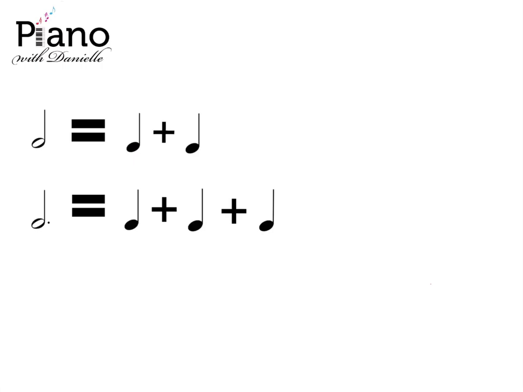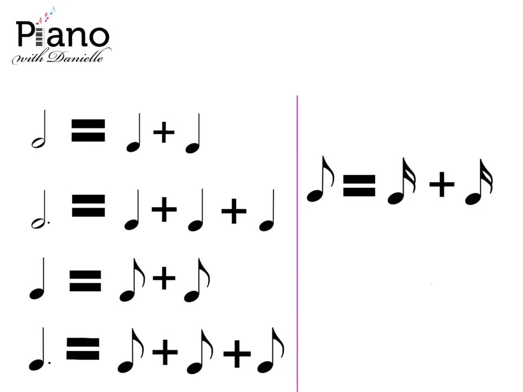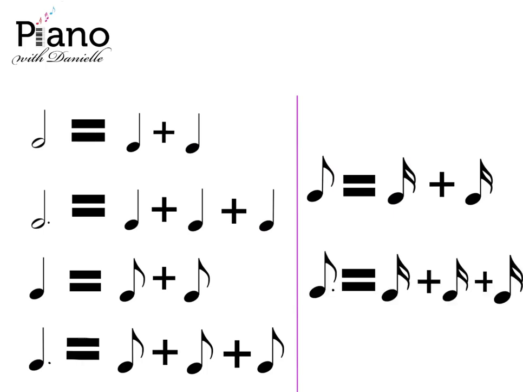A regular crotchet is worth 2 quavers, as I've shown here. A dotted crotchet is worth half as much again, so that would be 2 quavers plus another quaver, like so. Our regular quaver is worth 2 semiquavers, so a dotted quaver is worth 3 semiquavers.